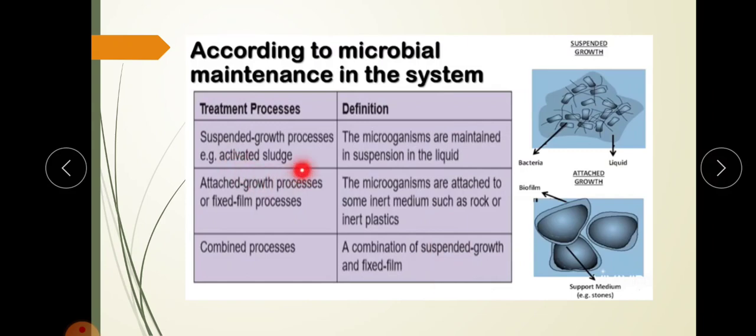Okay, that is, in suspended growth, the microorganisms are maintained in suspension. That is here, like this. And in attached growth process, these microorganisms are attached to some inert medium like rock or inert plastic. This is the support medium, and microorganisms are attached around this support medium. So that is attached growth process. Third one, combined process. So this is the classification of biological process. That is, we can carry out this biological process by different methods. So we have studied the different methods based on operational condition and based on microbial maintenance.